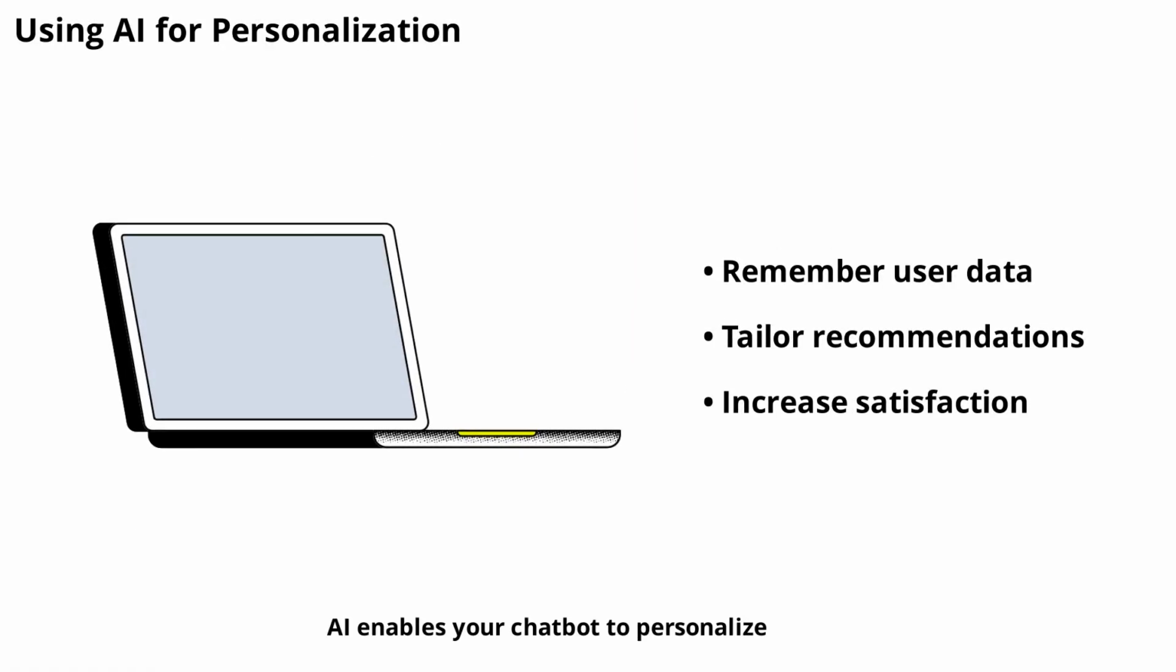AI enables your chatbot to personalize interactions based on user data and preferences. For example, your bot can remember previous conversations, recommend products, or tailor responses to individual users. Personalization makes your chatbot more helpful and increases user satisfaction.